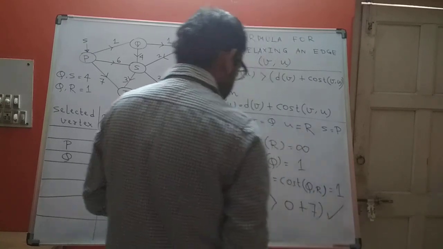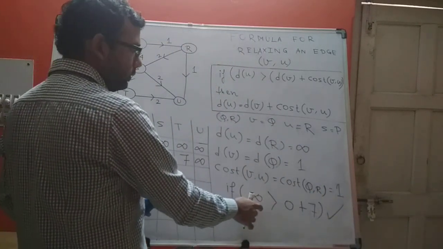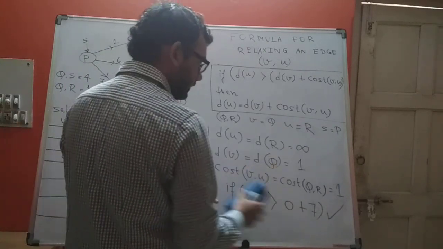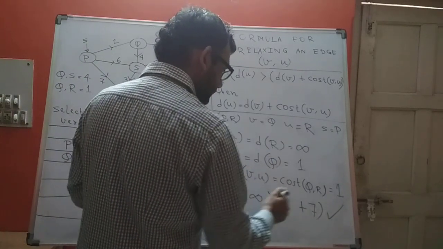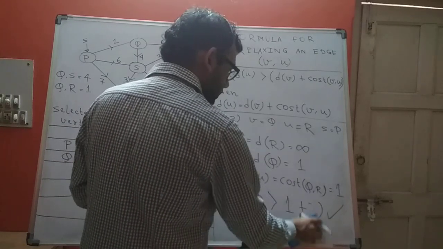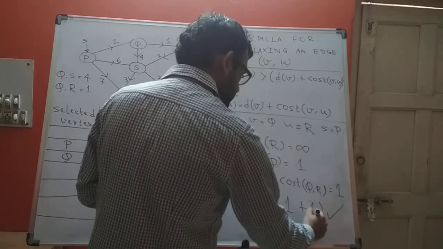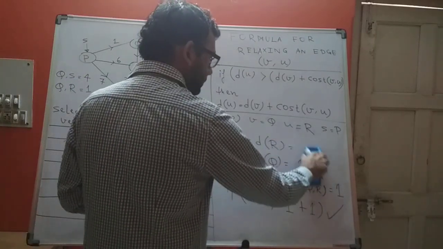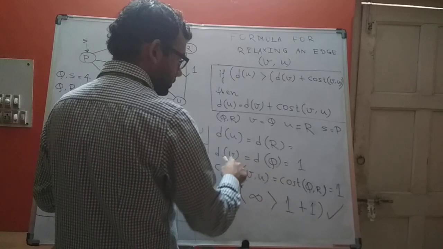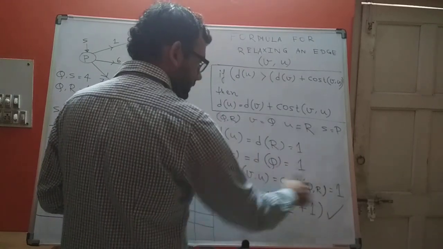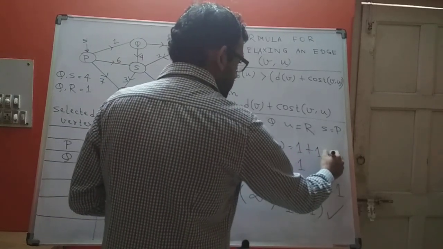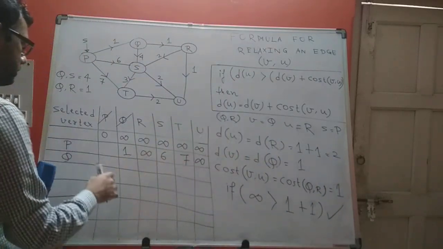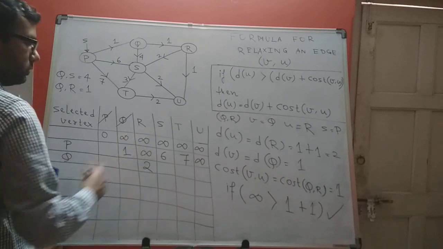The cost is 1. Now I'll check du. What is du? Infinity. Is it greater than dv plus cost? What is dv? dv is 1. And what about the cost? The cost is also 1. See, this condition is satisfied, so I need to update my du. I'll update my du to dv plus cost. dv is 1 and the cost is also 1, so now the distance becomes 2. So the cost to u, the cost to r becomes 2.